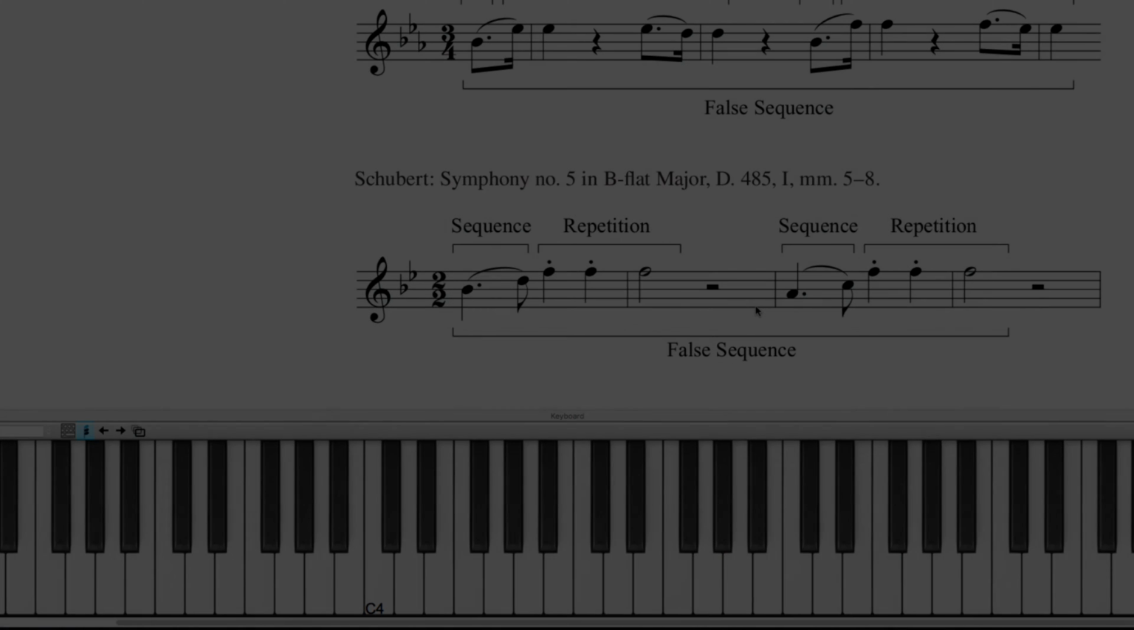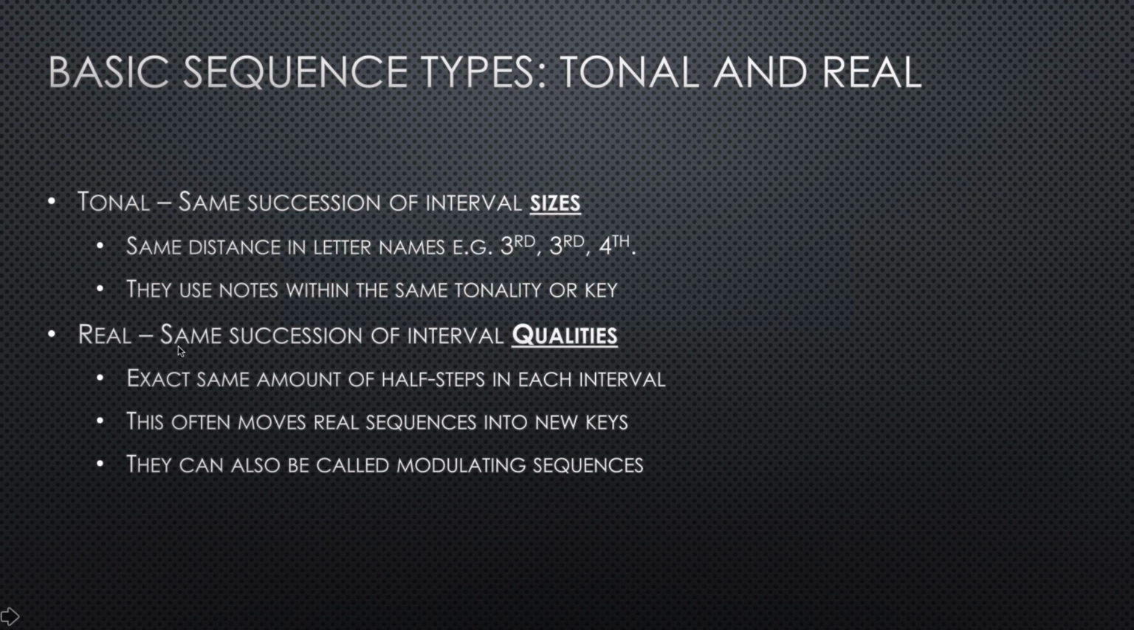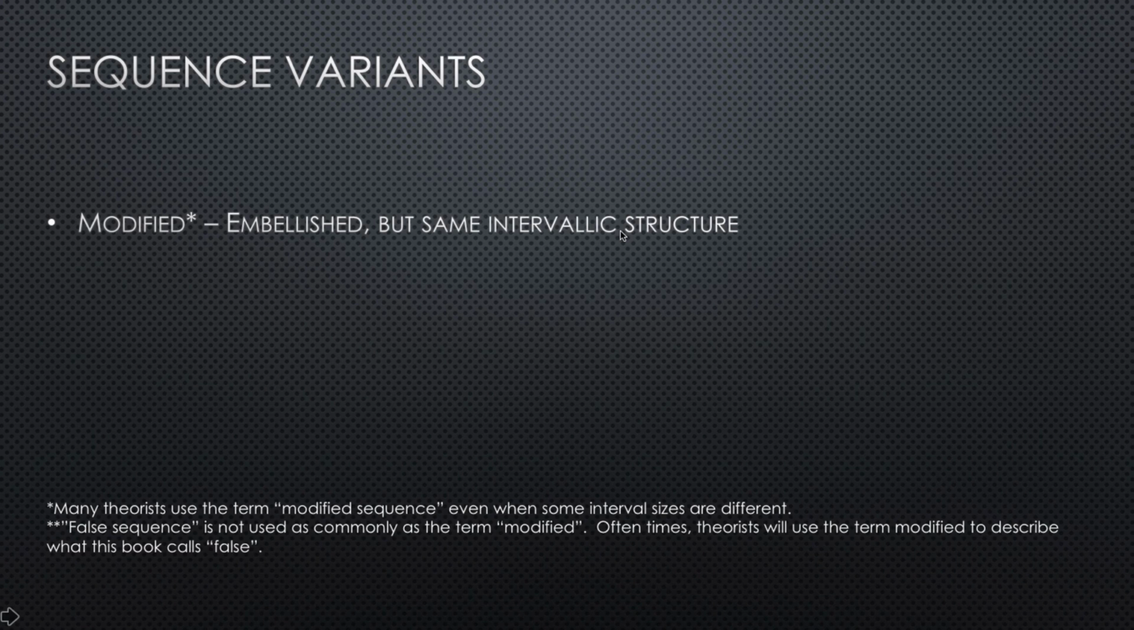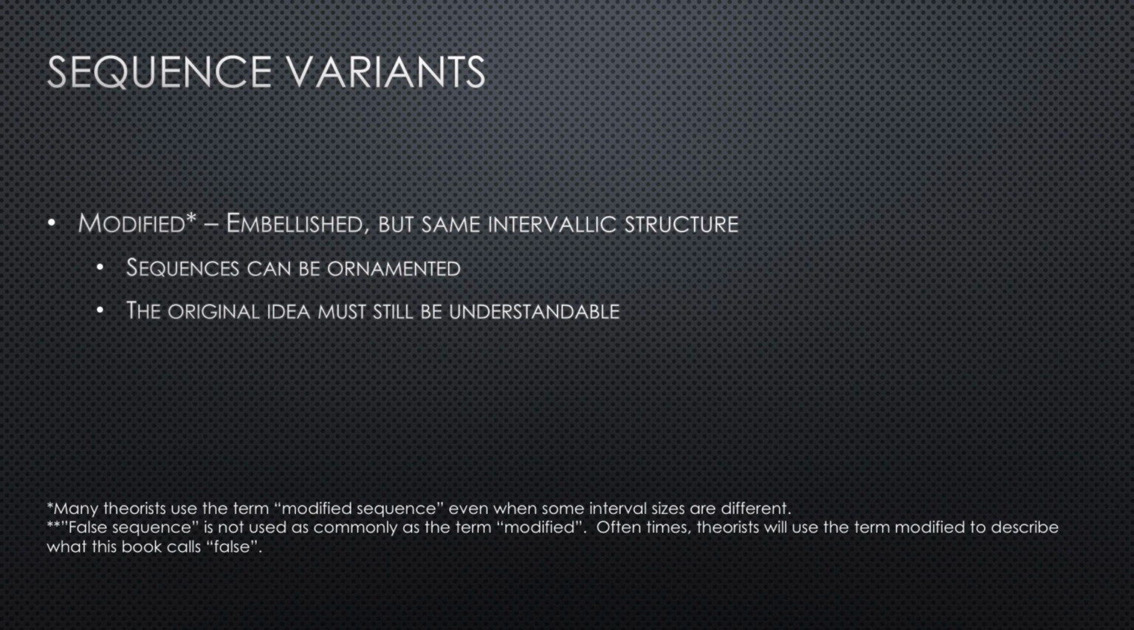Let's go back and do a review. These real sequences have the same exact interval qualities. The tonal ones have the same interval sizes. There's some variance though. Modified sequences could have embellishments. Typically they have the same intervallic structure, but this is dependent on the music theorist that talks about this. Okay. In this case, they'll be ornamented in various ways. Maybe the time has changed, but it sounds like the original one still.